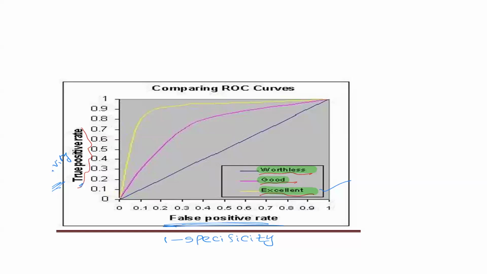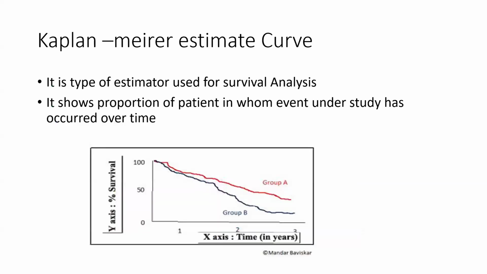So this is an example of the ROC curve, in which we are comparing the true positive rate and false positive rate. Now the next is the Kaplan-Meier estimate curve. It is a type of estimator used for survival analysis. It shows the proportion of patients in whom the event under study has occurred over time.